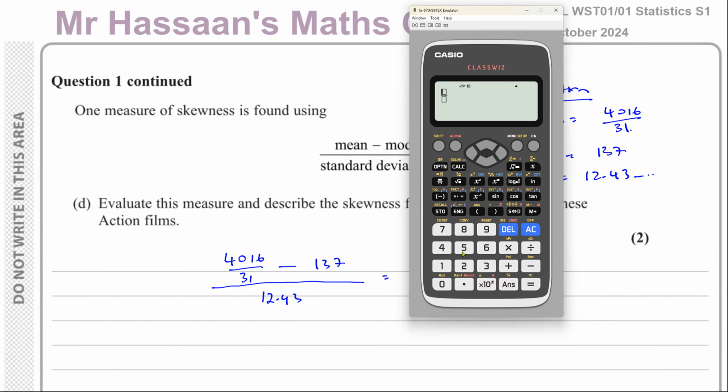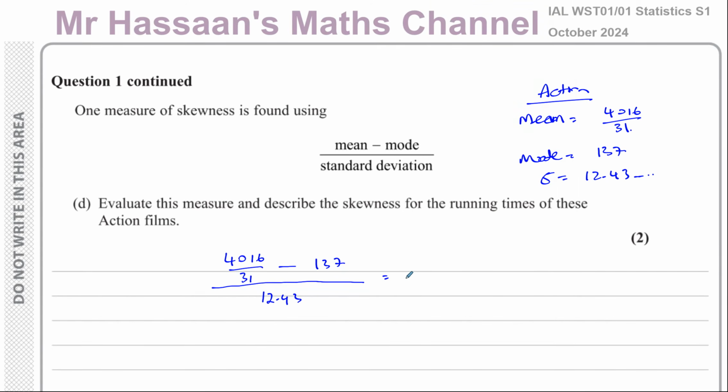So now I'm going to put this in another fraction bar. 4016 over 31, and then minus 137, and then divided by the last answer, which was the value of the standard deviation. That gives us negative 0.5994.